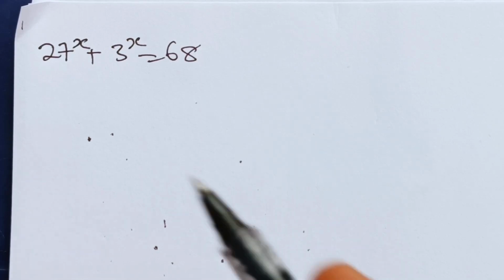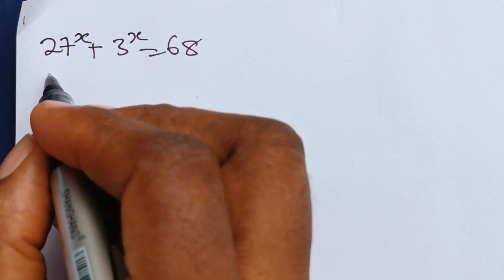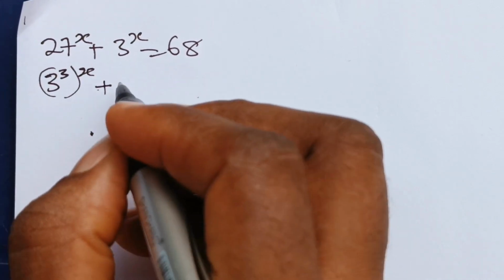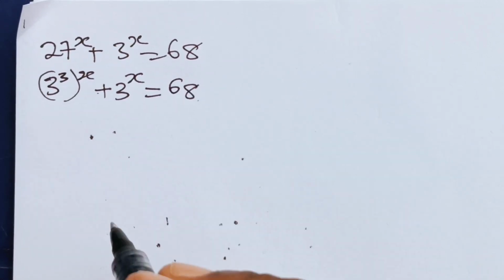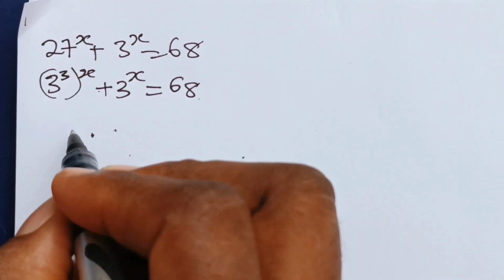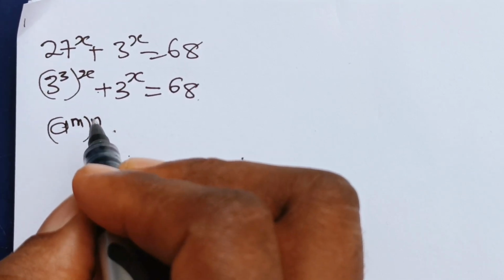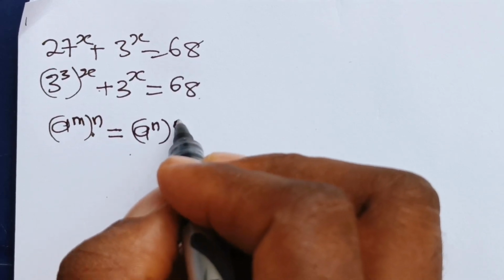Let's find the value of x. Note that 27 is the same thing as 3 to the power of 3, raised to the power of x, plus 3 to the power of x is equal to 68. Now note that a to the power of m raised to the power of n is the same thing as a to the power of n raised to the power of m.